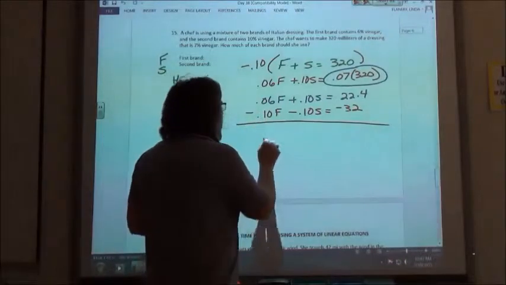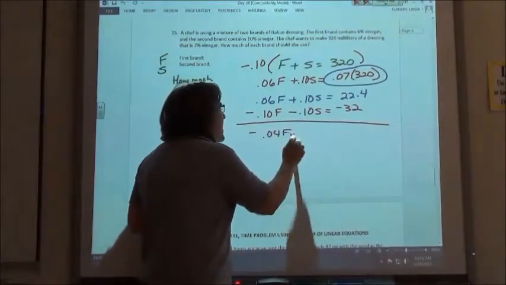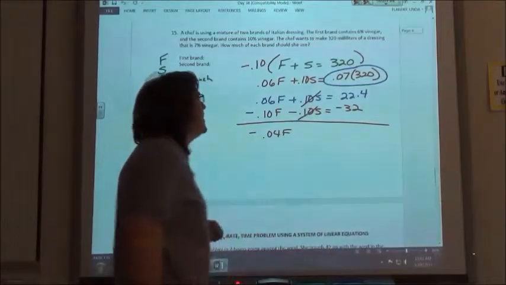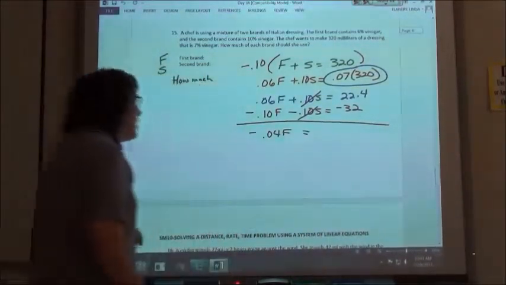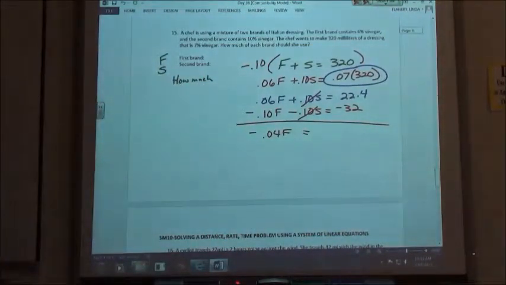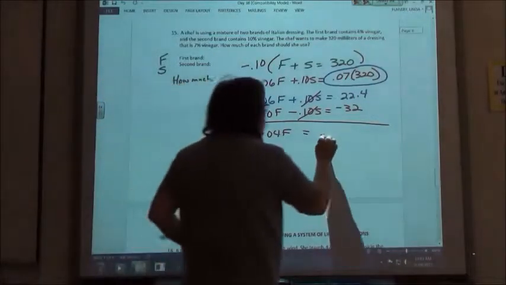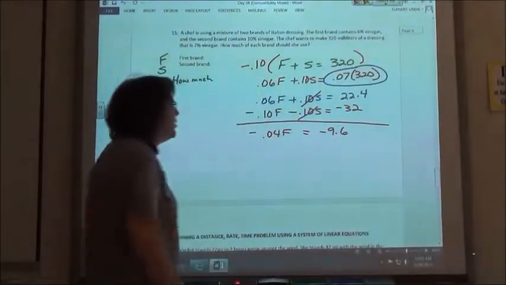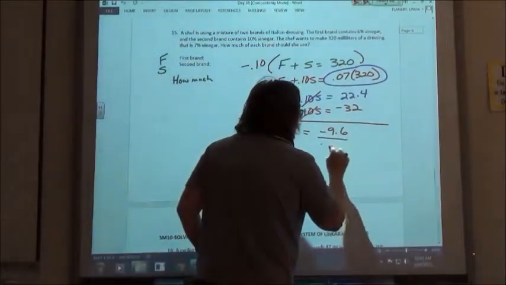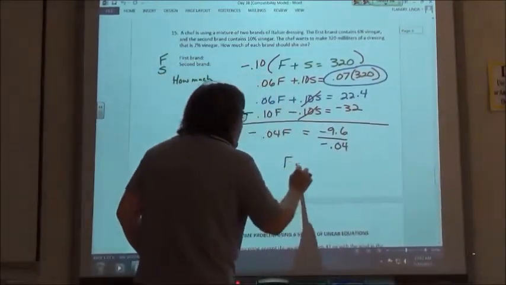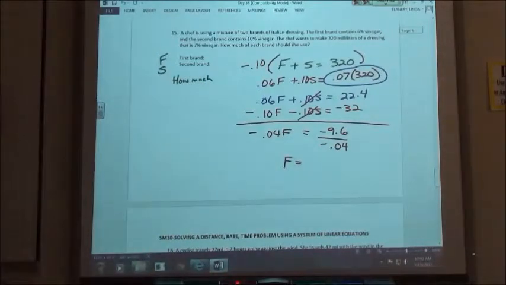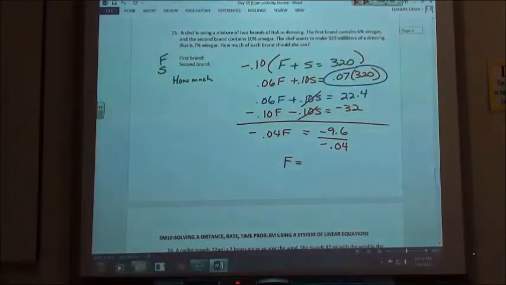6% minus 10% would be negative 4% F. The 10%s are going to cancel out. And so I'm going to take 22.4 minus 32. I get negative 9.6. In order to solve that, I'm just going to divide by my negative 4%, and a negative divided by a negative is going to give me a positive answer, so that's a good sign. So 9.6 divided by 4%, 240.